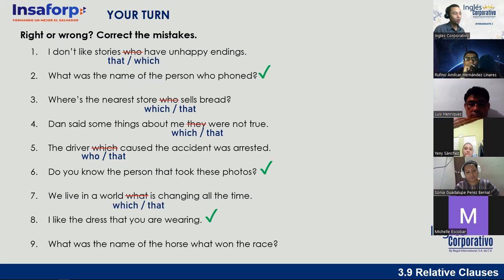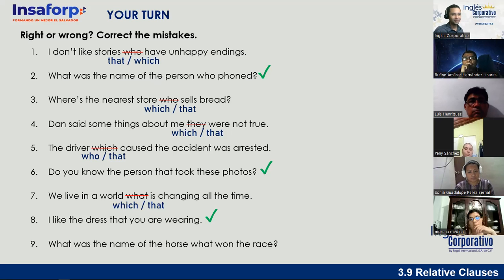Number nine. What was the name of the horse what won the race? Is it right? Is it wrong? And if it's wrong, what's the problem? Remember to raise your hand. It's incorrect. Who said that? Ah, Morena. Okay, Morena, it's incorrect.